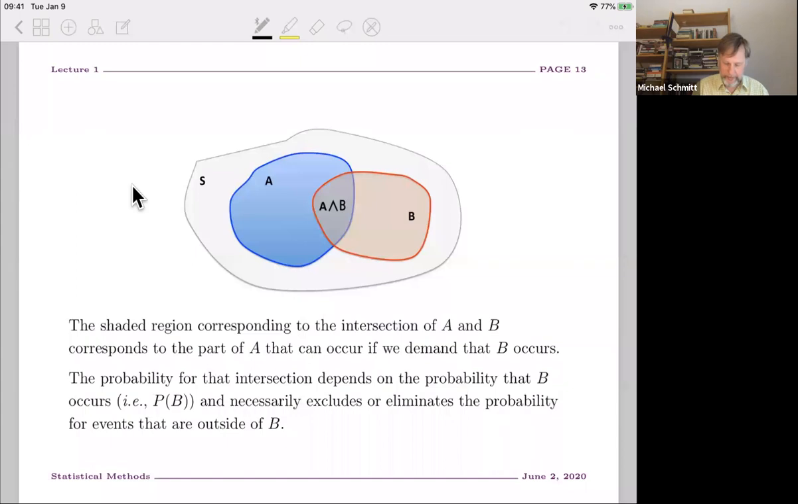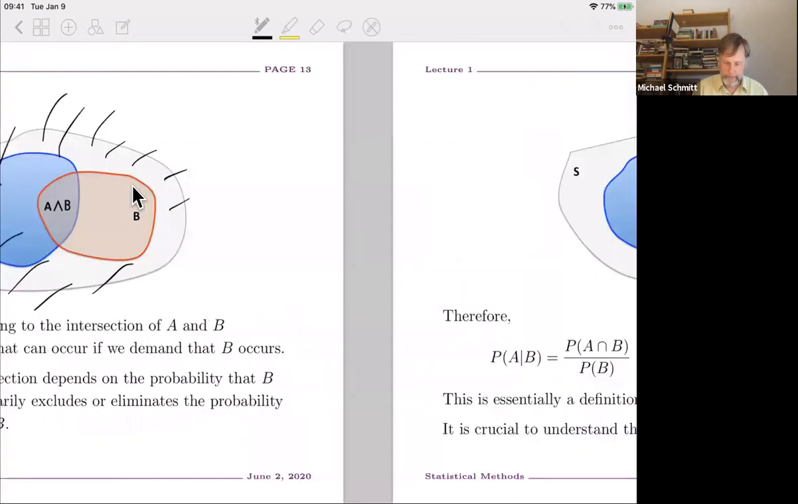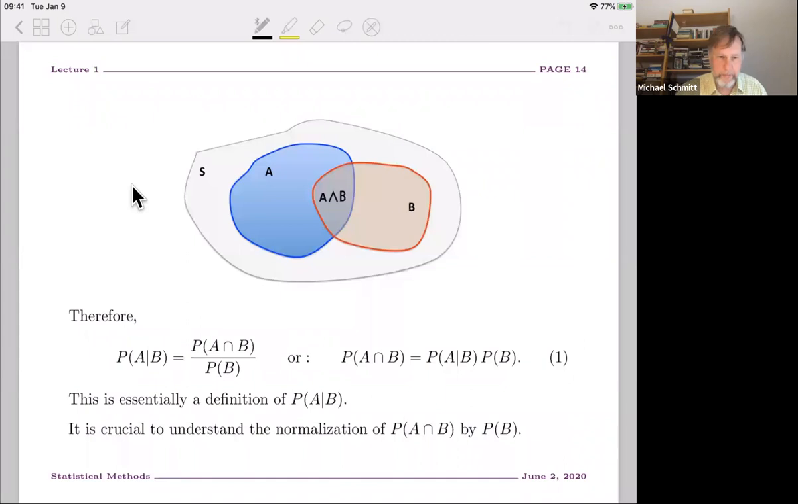So the probability of that intersection will depend on the probability that B occurs, right? Just this P of B here, and it necessarily eliminates a big part of the sample space. That's gone once we consider P of B. So to write down the answer, the probability that A occurs given B is the probability of the subspace which is common to A and B, A intersect B, divided by the probability of B. Okay, so in some sense, it's a little like taking B here, this red region, as a subspace of its own.